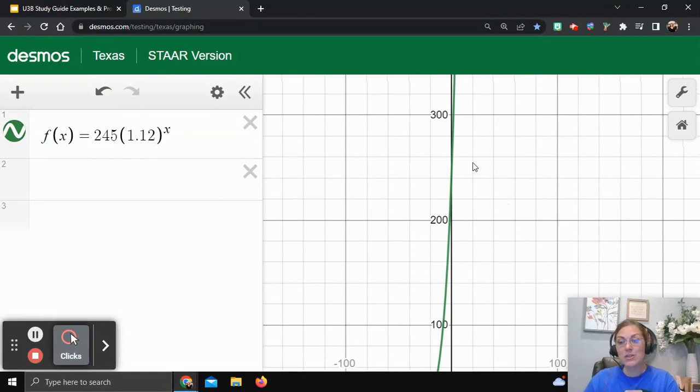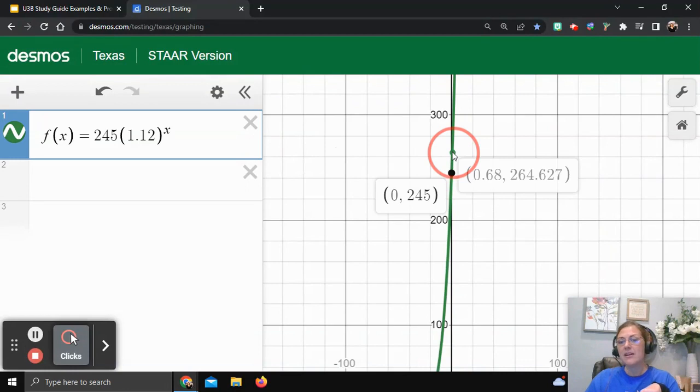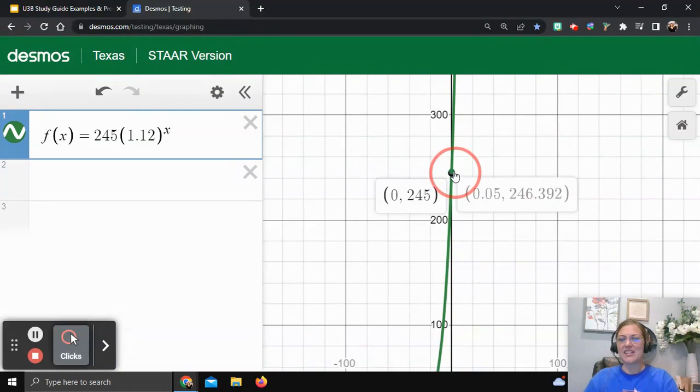Now, remember our question was, what is the initial number of bacteria? Well, our initial number of bacteria happens when X is 0. So all I did was click on the graph. When I clicked there, X was like 0.65. I just dragged it until I got to X is 0. Notice it's telling me initial amount of bacteria, 245. That's pretty simple, and the calculator did all of the work for me.